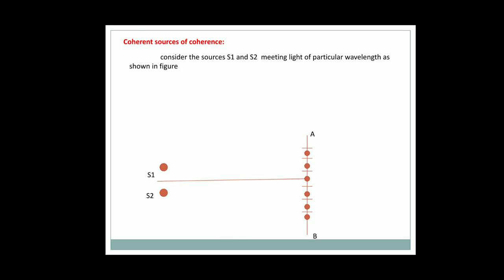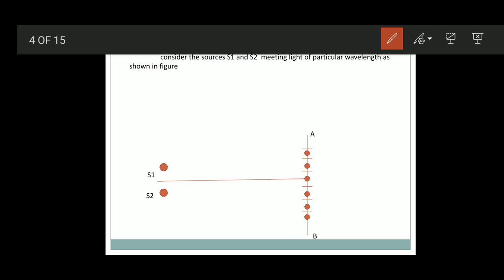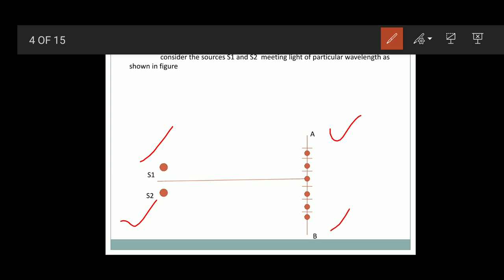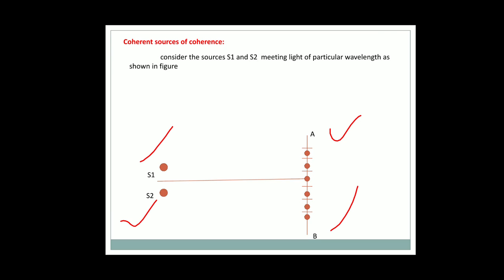And what are coherent sources? To observe the interference pattern, coherent sources are compulsory. Coherent sources are nothing but two waves having a constant phase difference. This can be explained as follows, where S1 and S2 are two sources of the same wavelength and AB is the screen, and the dots and the dashes are given in this figure at different places alternately.